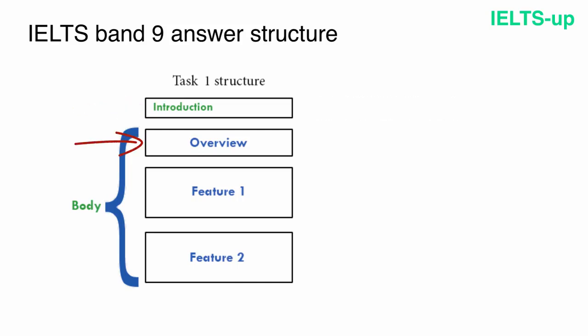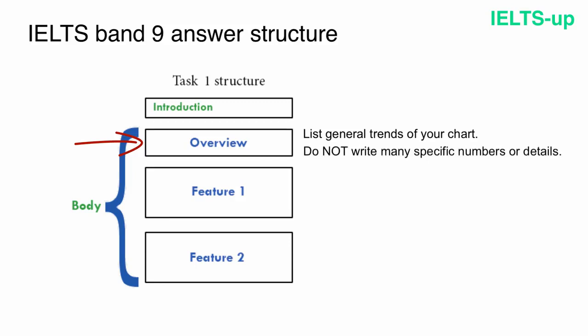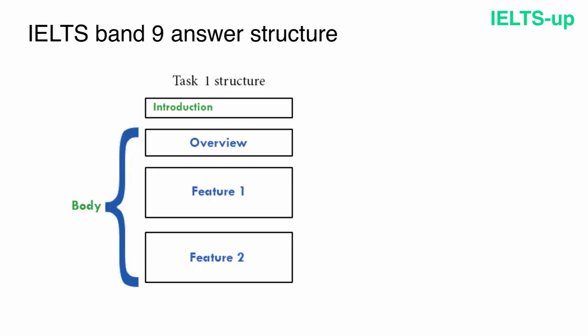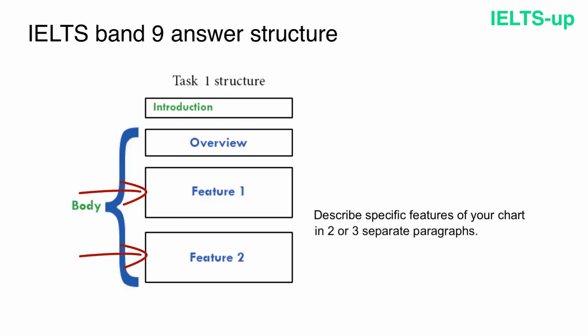Next, you should write an overview paragraph. In this paragraph, you should list general trends of your chart. Do not write many specific numbers or details in this part. Remember, overview should contain only general information. Then, you should describe specific features of your chart in 2 or 3 separate paragraphs.